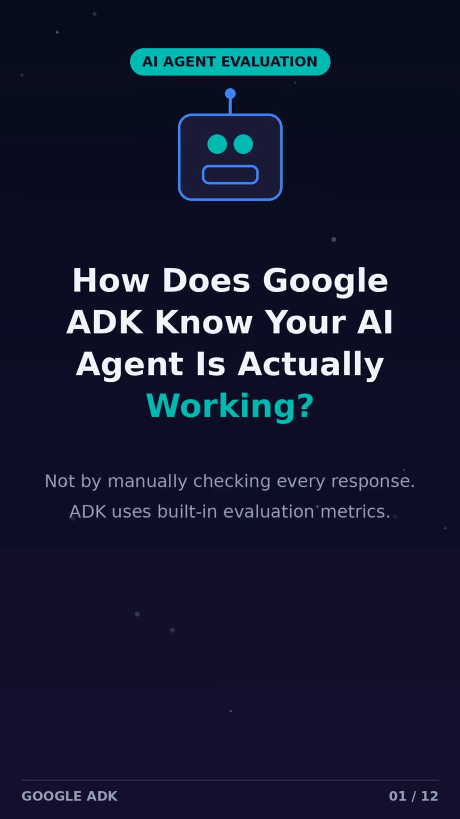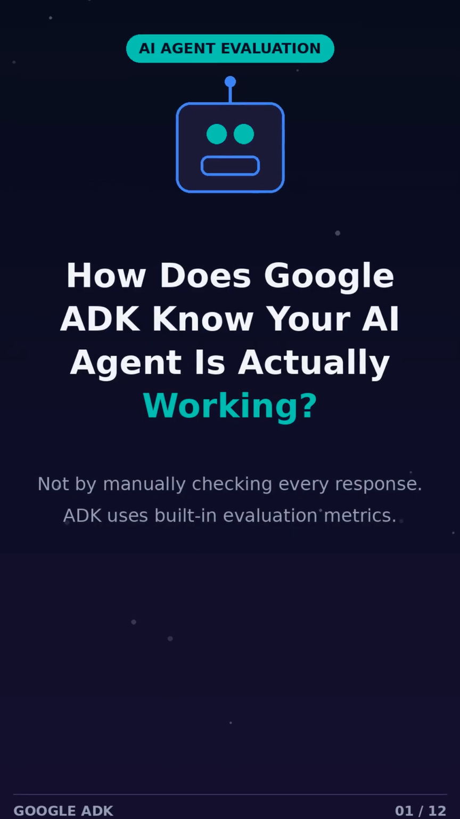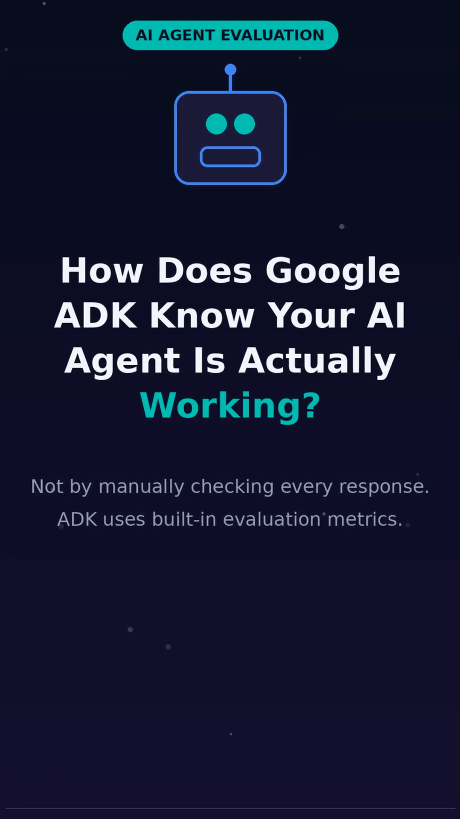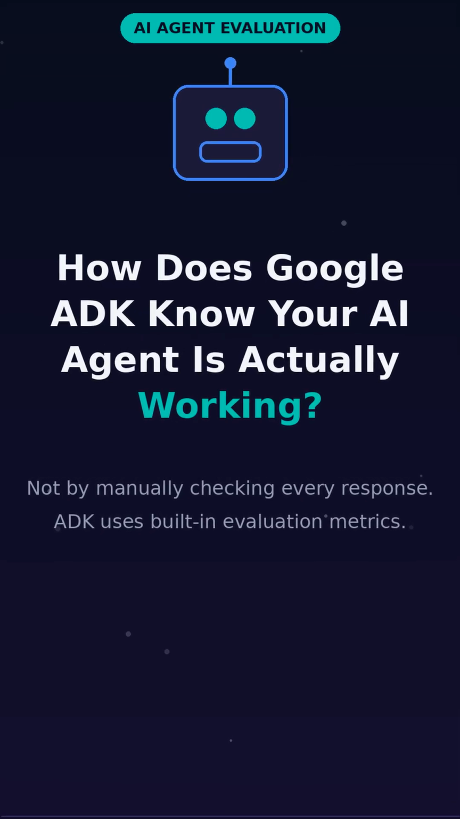How does Google ADK actually know if your AI agent is working correctly, without a human manually checking every single response it gives? The answer is a set of built-in evaluation metrics that automatically test both the agent's actions and the quality of its final answers.